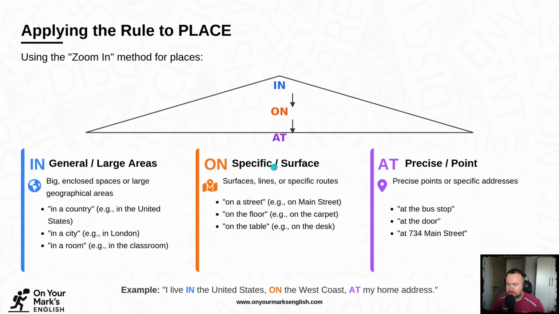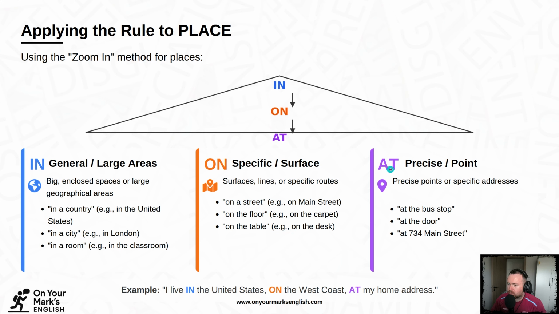On for a specific place or a surface. Surfaces, lines, or specific routes. On a street, on Maid Street, on Shop Street, on Maingard Street, on the floor, on the carpet. Okay, another one for on the floor. On the road, you could say. On the ground, on the table, on the desk, on the cupboard, on the shelf.